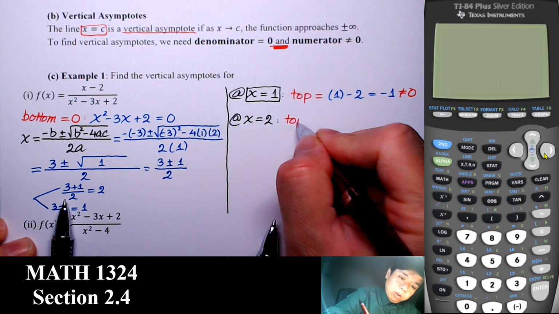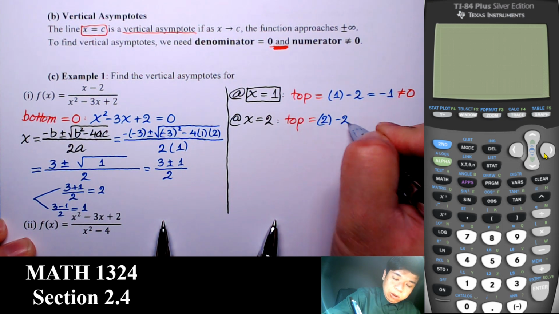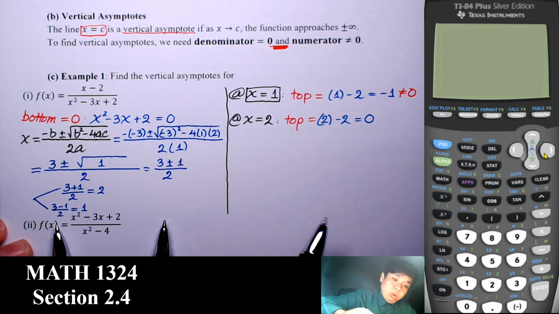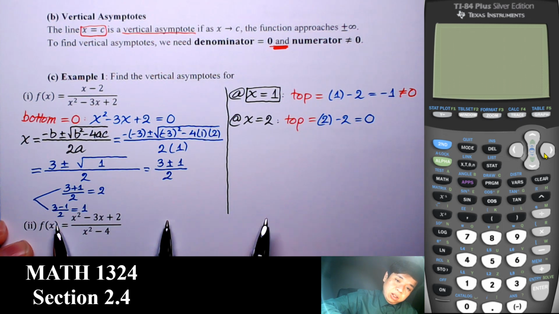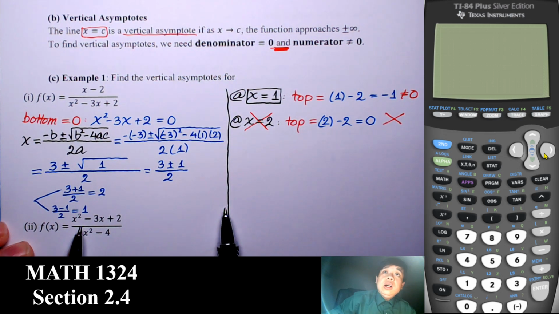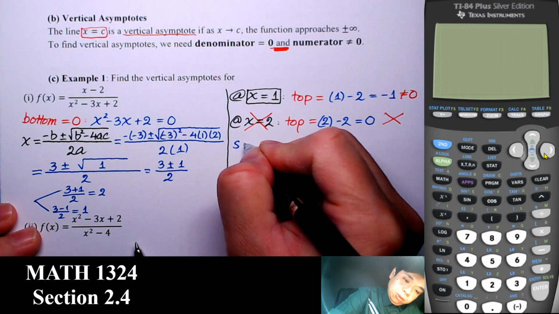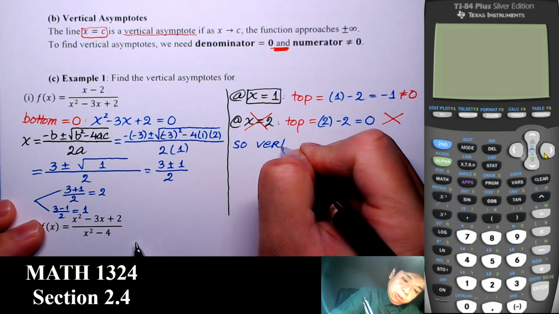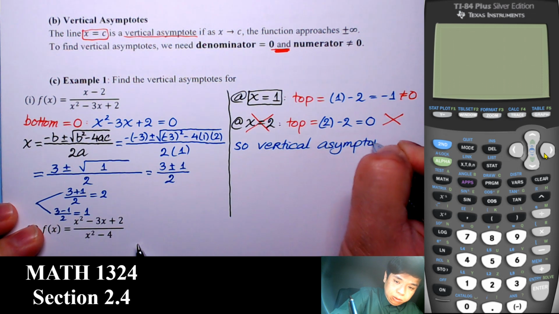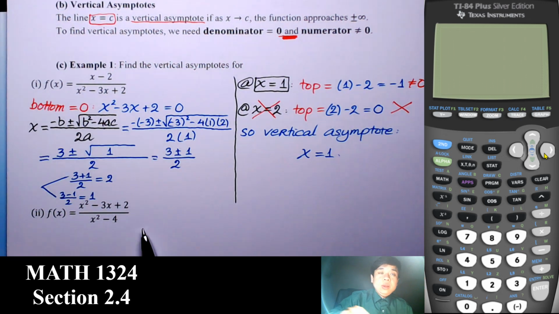The top equal to, x equal to 2, 2 minus 2 is 0. Well, we don't want that. We want the top not equal to 0. So that's why this fails, and x equal to 2 doesn't work. So we say the asymptote is x equal to 1. Right, so that's what we have.